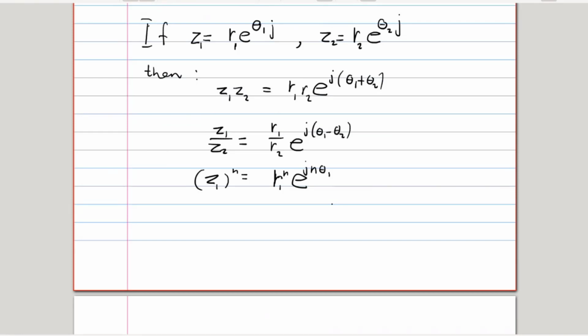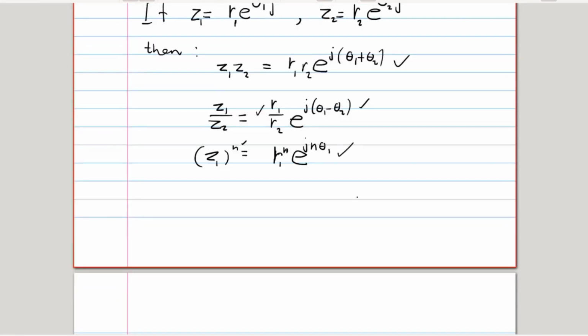Okay. Right. So you multiply the moduli and you add the arguments. With division of 2 complex numbers, you divide the moduli and you subtract the argument of the one from the other one. And you raise it to an exponent n. Well, you raise the modulus to the exponent n also, and then in the exponent you multiply n θ1 times the j. Okay, so that's all you need to remember there.